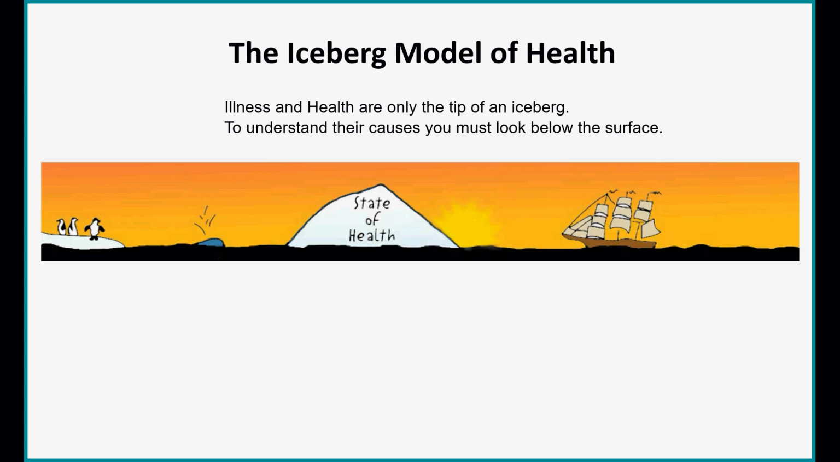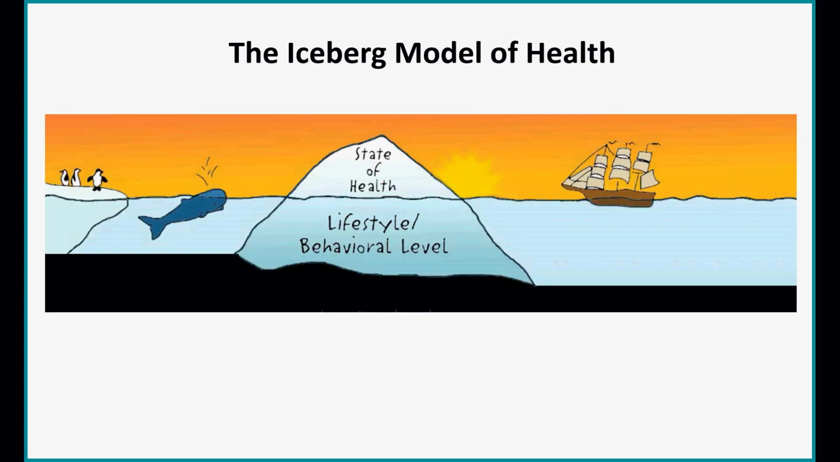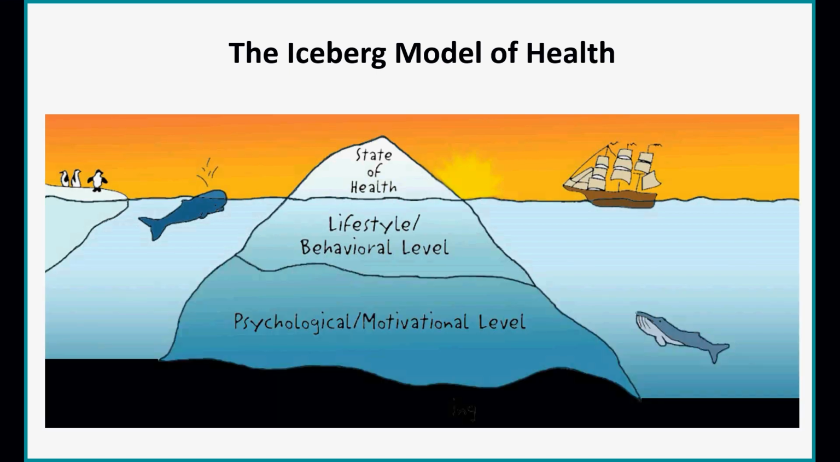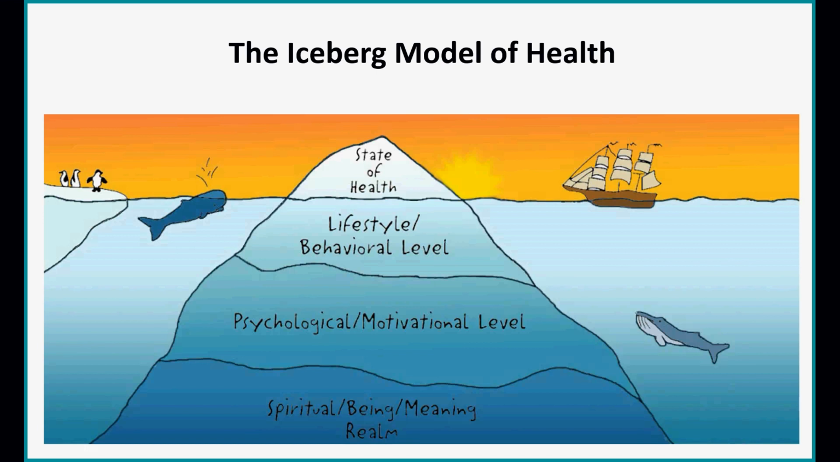The second model is really simple. It's the iceberg model of health. So our state of health is like the tip of an iceberg. It's what you can observe. It's what you can measure. But if we want to understand how we got there, we really need to look beneath the surface. And that's exactly what we're doing with the Wellness Inventory program. We're beginning to explore our lifestyle, our behavior, our psychological and motivational aspects, as well as our emotional, and also looking at the spiritual, the being, and the meaning realm.